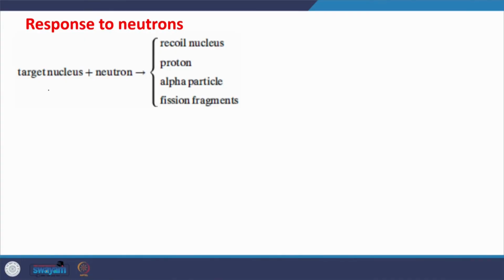Let me give you a few examples. As I said, a target nucleus plus a neutron can give rise to a recoil nucleus as part of scattering, and it can give rise to a proton, that means (n,p), and sometimes it can emit (n,alpha), and it can also emit neutrons, so (n,n), (n,2n), and fission fragments, and in fission many times you will also get the emission of (n,gamma).